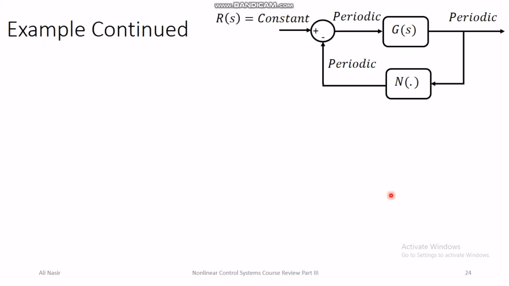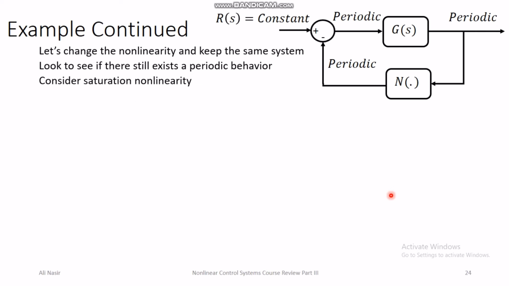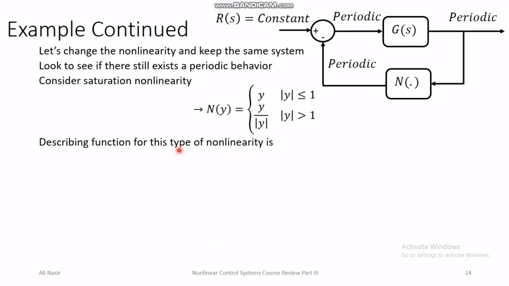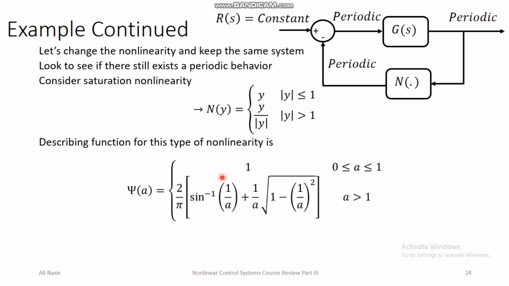Similarly, we can look at another example. Let us keep the same transfer function but change the nonlinearity and see if the periodic solution still exists. So this time we take saturation nonlinearity instead of signum nonlinearity. The describing function of this type of nonlinearity is given by this. Describing function is 1 for a between 0 and 1, and describing function is 2 by pi into sine inverse of 1 over a plus 1 over a into square root of this whole thing for a greater than 1.